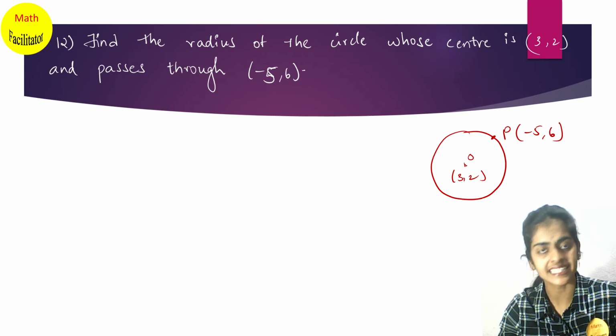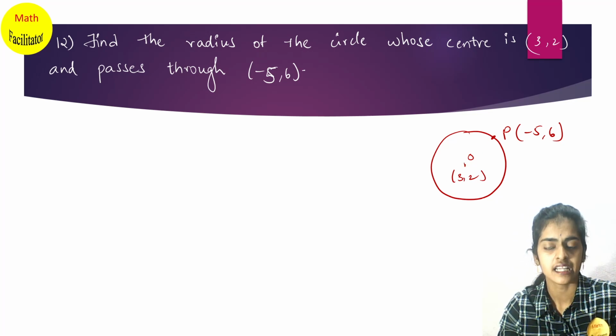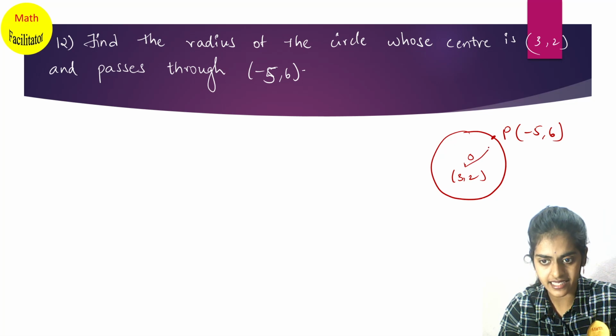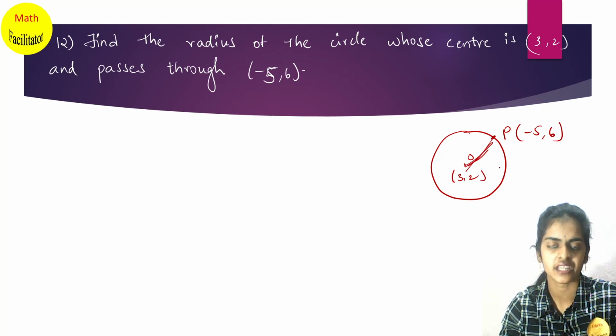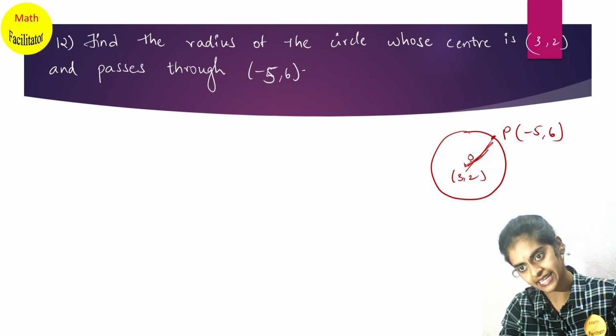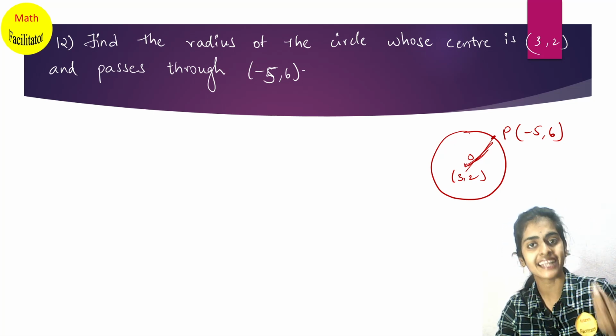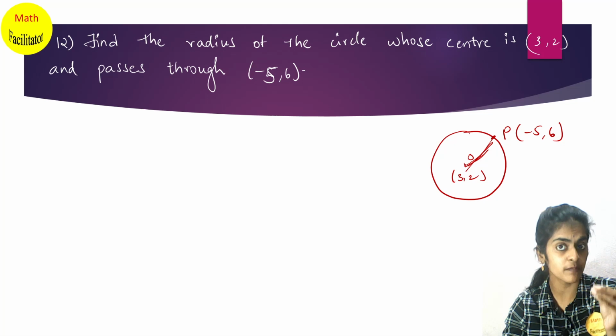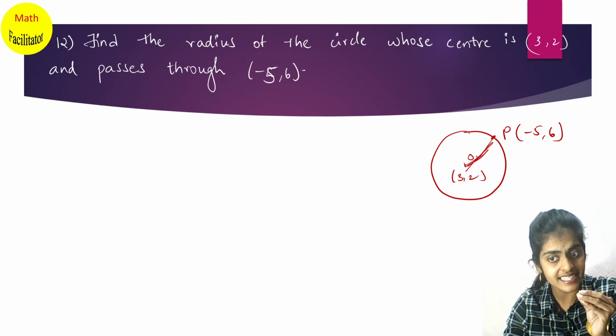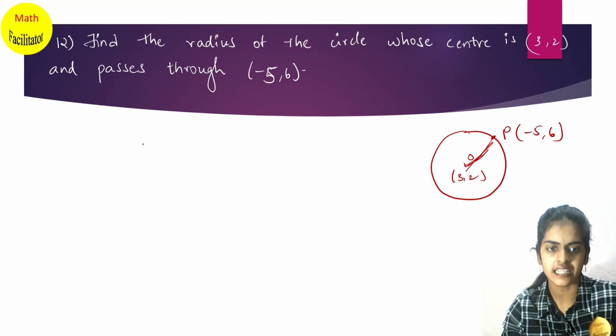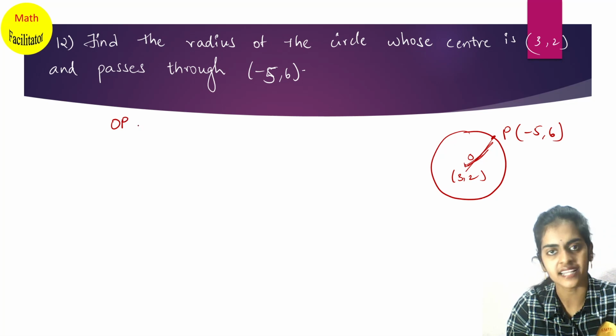Radius is nothing but the distance between the center and any point on the circle, isn't it? So a line joining the center to any point of the circle is the radius, and you have to find the measurement of the radius, nothing but the distance between these two points. Clear? So if you can find OP, that is nothing but the radius.